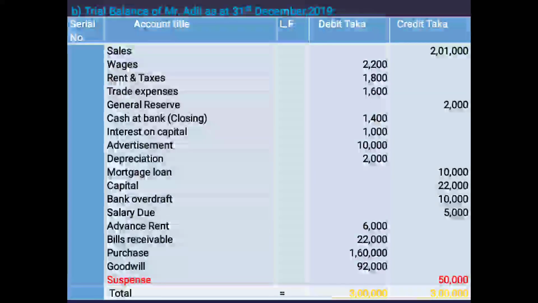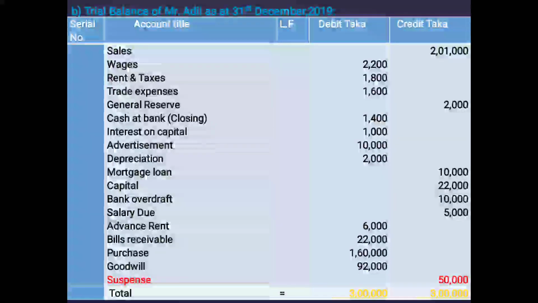Interest on capital. Capital is always credited, but this amount of interest, that is interest on capital, is one kind of other expenses or non-operating expenses in business, that is revenue expenditure. So it is debited in trial balance for taka 1000. Advertisement, that is the amount of publicity expenses. This is revenue expenditure, that is expenses, so in this trial balance taka 10,000 is debited for advertisement.